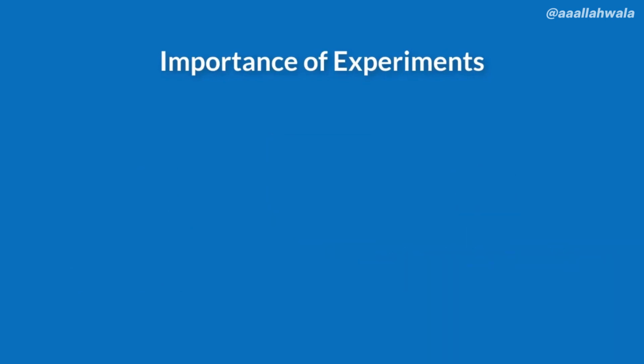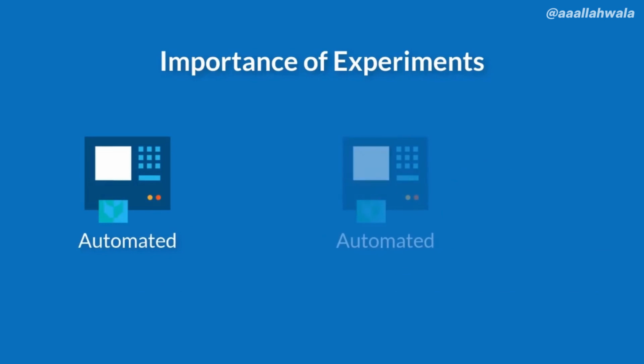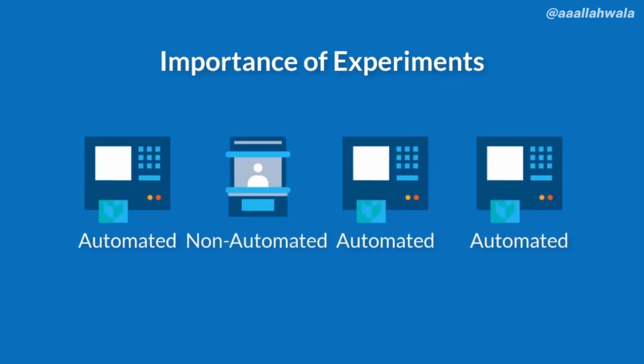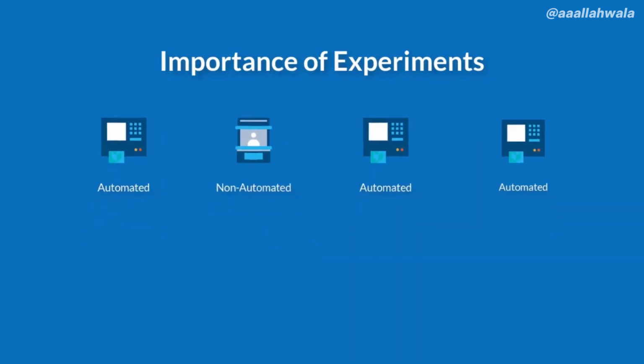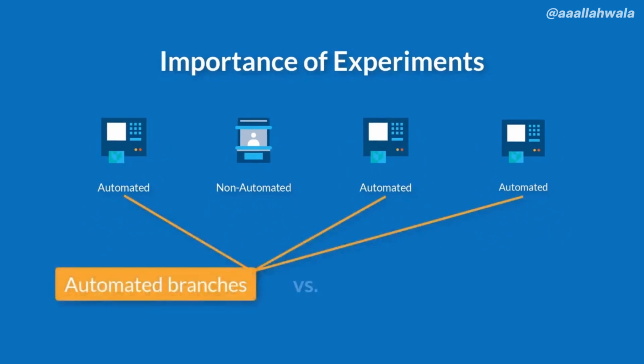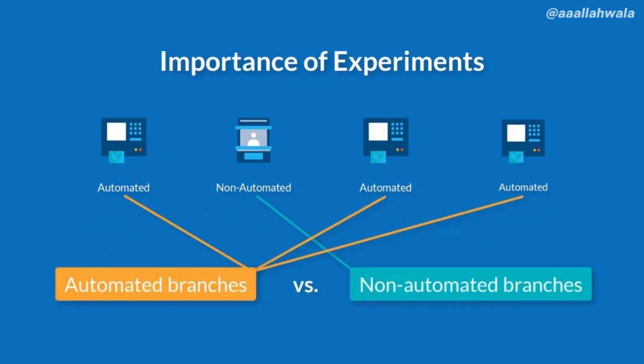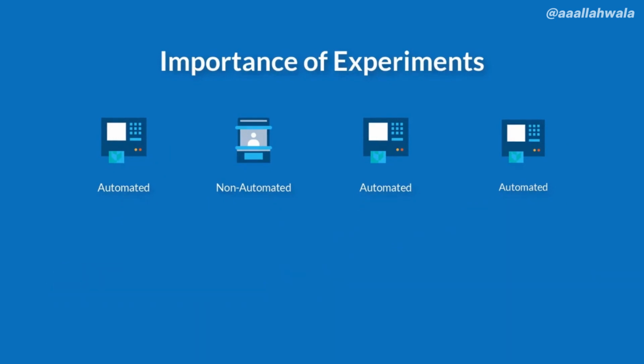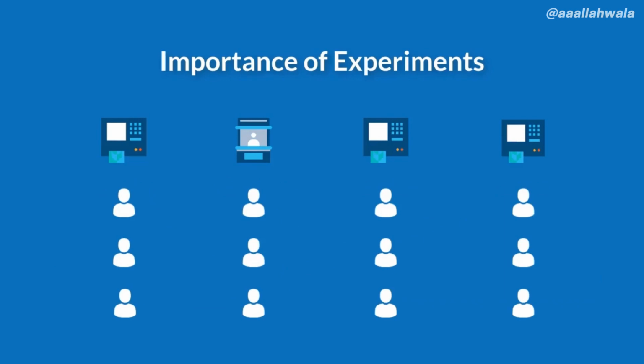To improve the experiment, they may automate some branches, but not others. They can then compare changes in transaction and waiting times between branches that were automated and branches that were not. This accounts for the possibility that some external factor, like an overall increase in customers, may impact waiting times in all branches.